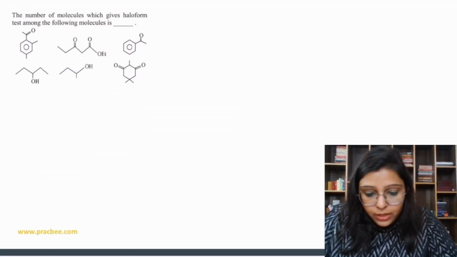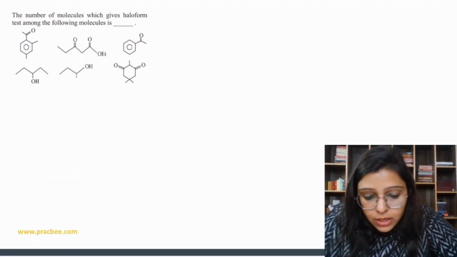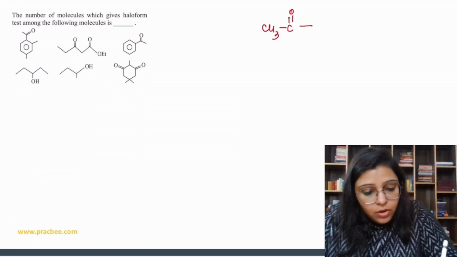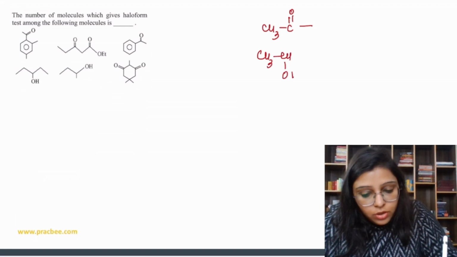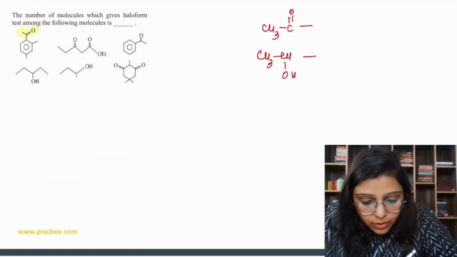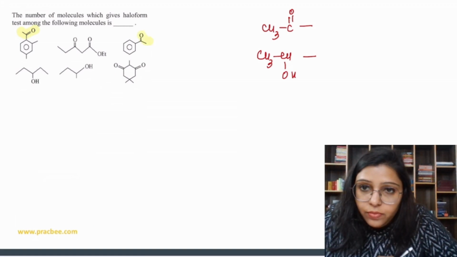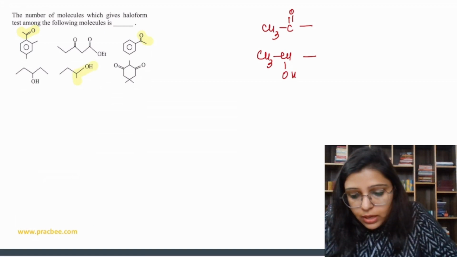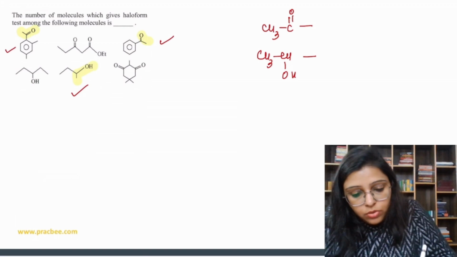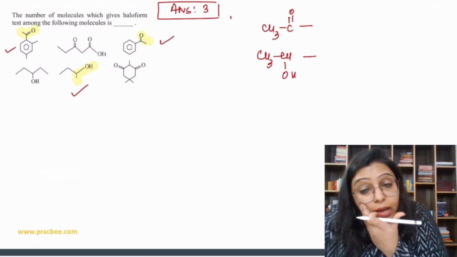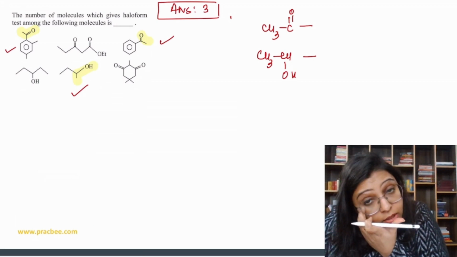Okay, now next question. So next question says the number of molecules which give haloform test among the following molecules. Again we have to look for this option, है ना, or CH3 CHOH. So in this we have this, so it can give, ठीक है, in this we have this, so it can give CH3 CHOH, it can give, rest cannot give. So 1, 2 and 3, so we have answer equal to 3. Okay, answer equal to 3. Clear?